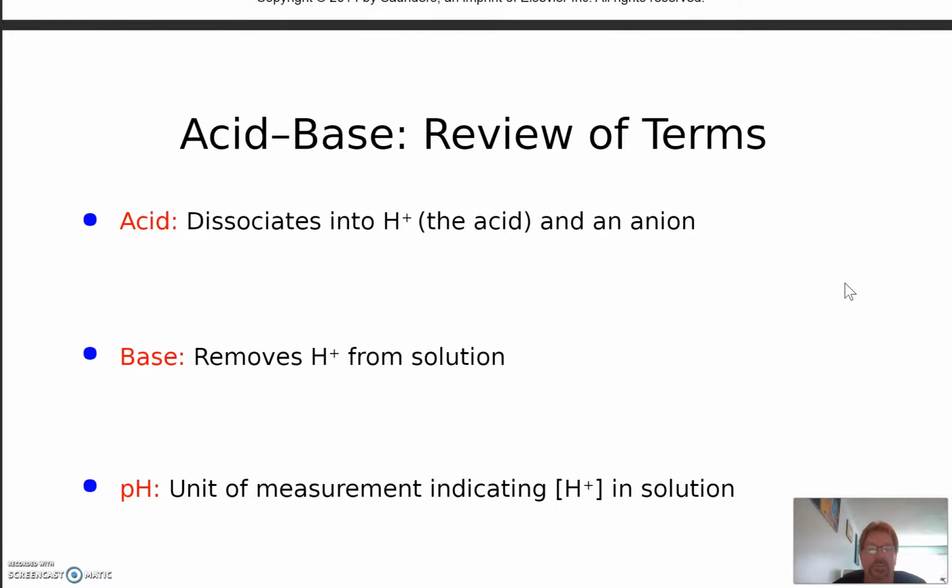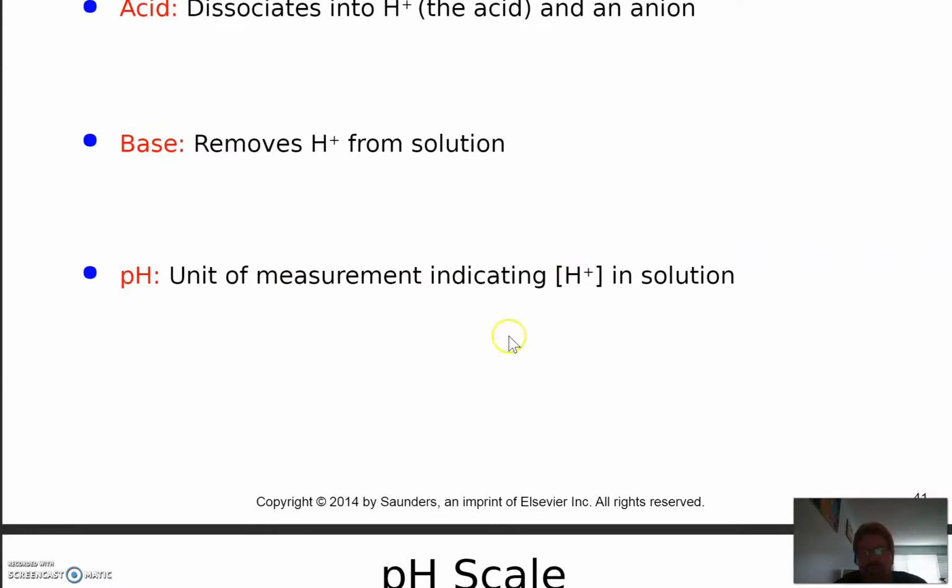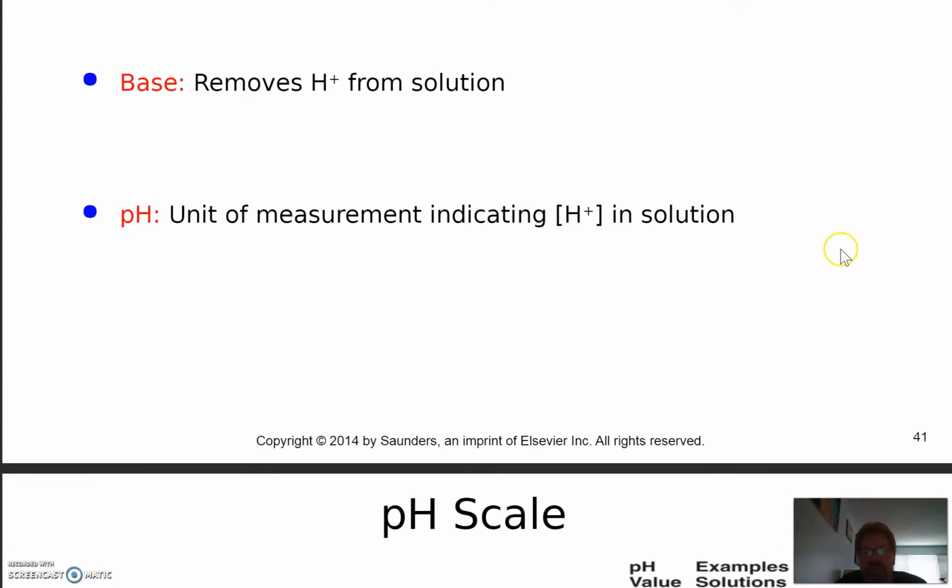a lower number. Acid base, let's see, acid dissociates into hydrogen ions and an anion. The percentage of hydrogen ion, guys, is what determines how acidic something is. A base removes it from solution. An acid adds to it, which is why it's an acid. pH is the unit of measurement indicating the amount of hydrogen ions in the solution.